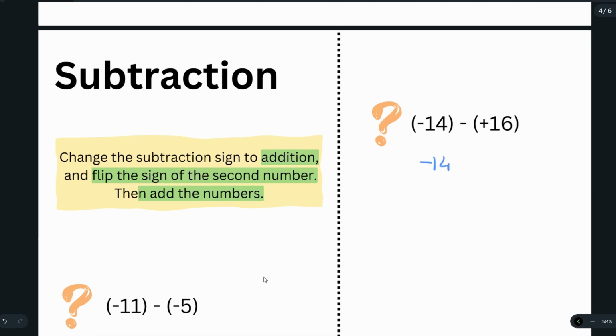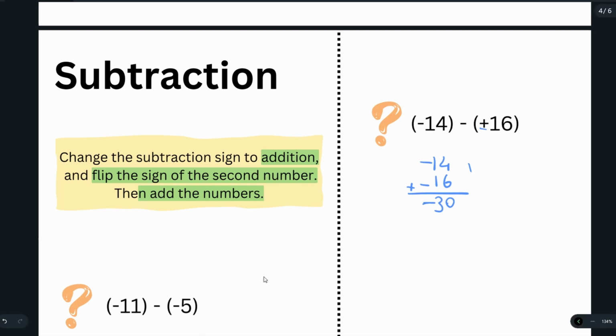negative 14 and 16, but we have to change the sign. So let's make it negative 16 and just add them up. That's it. 4 plus 6 is 10. We have 1 waiting. 1 plus 1 would give you 2, but we have 1 here, so it's going to give 3. And when you're adding two negatives, the answer is always negative, so the answer is negative 30.